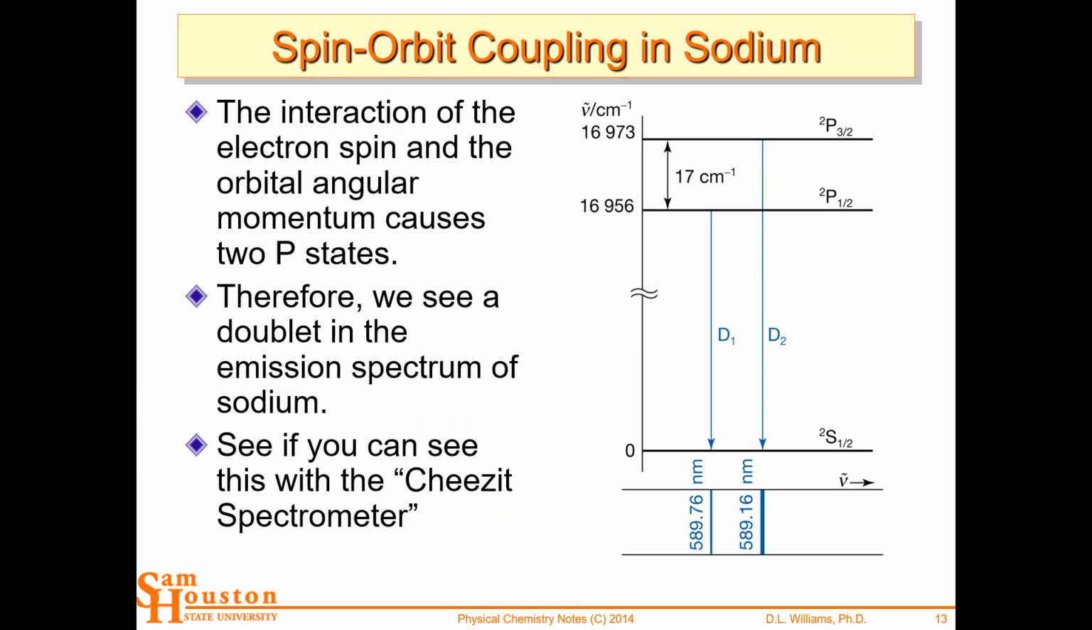Now this is useful in spectroscopy. This is called a doublet because we have two spectral lines, and they go from the excited states, doublet P 1/2 and doublet P 3/2, down to the ground state of doublet S 1/2. And they're very close together. They're about 0.6 nanometers apart.